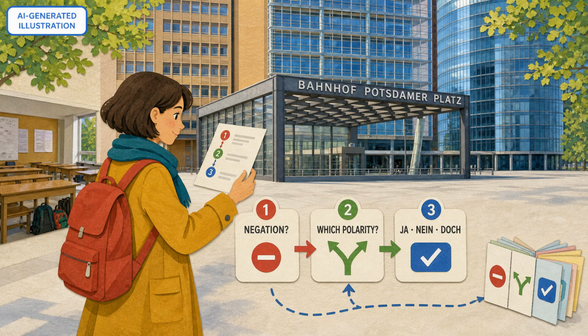Is there a negative cue, nicht or kein? Which proposition is actually true? Then choose ja for a positive question, nein for a negative answer, or DOCH when you are contradicting a negative premise. The matched 8-page visual pack turns that decision into quick practice.